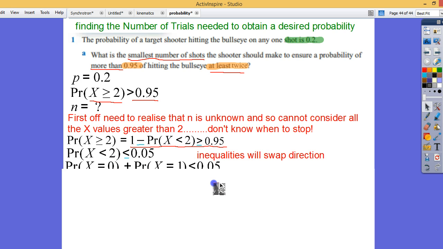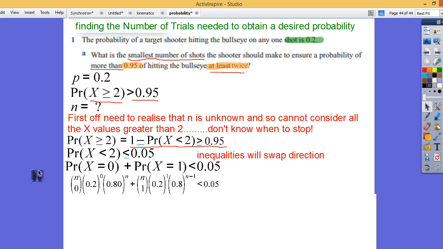Okay, now from that, what are my x values that are less than 2? When x equals 0 or when x equals 1. That has to be less than 5%. Now, being binomial distribution, I'm going to put in my rule for when x is 0 and when x is 1. So there's the first one for unknown n: when x is 0, my probability of success to the power of 0, and then probability of failure to the power of n minus 0. And because it's minus 0, it's not there. And so on, that's for when x is 1.